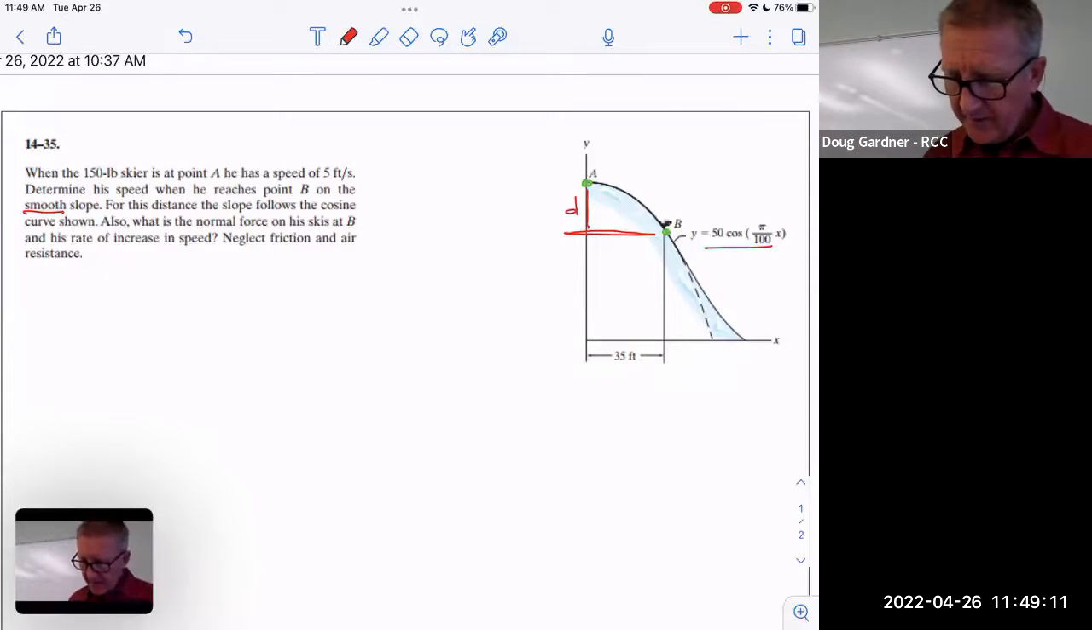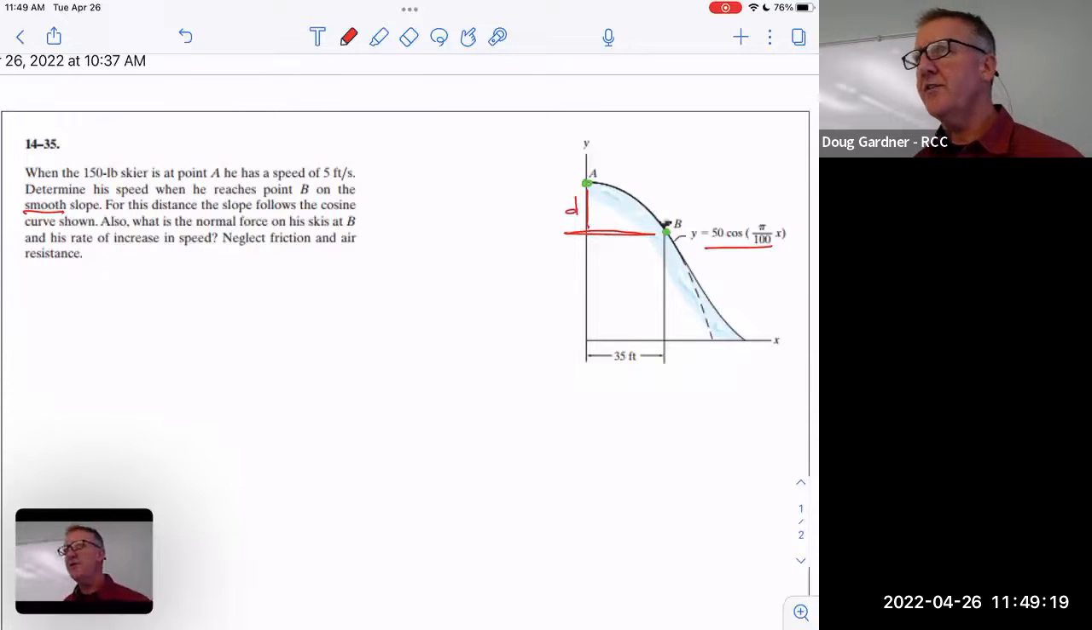Okay, so I need that distance. So they tell us it follows the cosine curve down. Oh, now I see. That's why they told me that equation, because that's the only way I have to get the distance. Like if they just told me the distance, I wouldn't need it. But they told me the equation because then I could actually calculate that distance. Does that make sense? So I guess I did need to know it in hindsight.